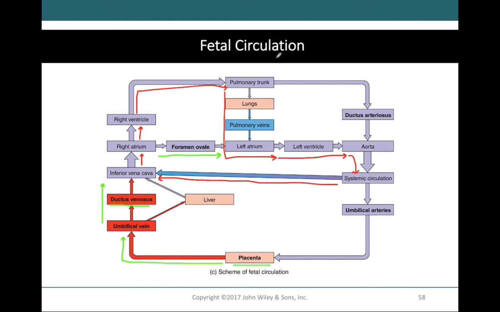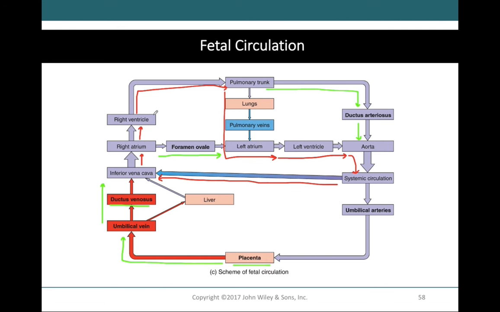Now, I mentioned very briefly a few lecture videos ago a structure known as the ligamentum arteriosum that connects the pulmonary trunk and the aorta. That structure is the remnant of this next connection point known as the ductus arteriosus. It is this structure that provides a direct route from the pulmonary trunk into the aorta, and this also allows us to bypass the entire pulmonary circulation.